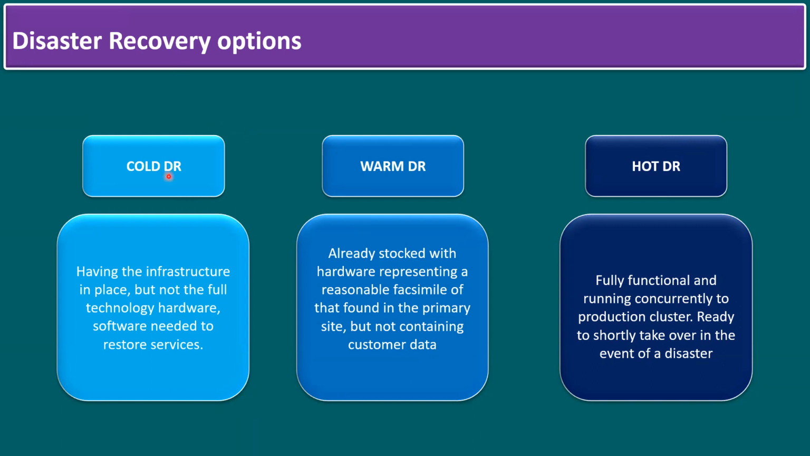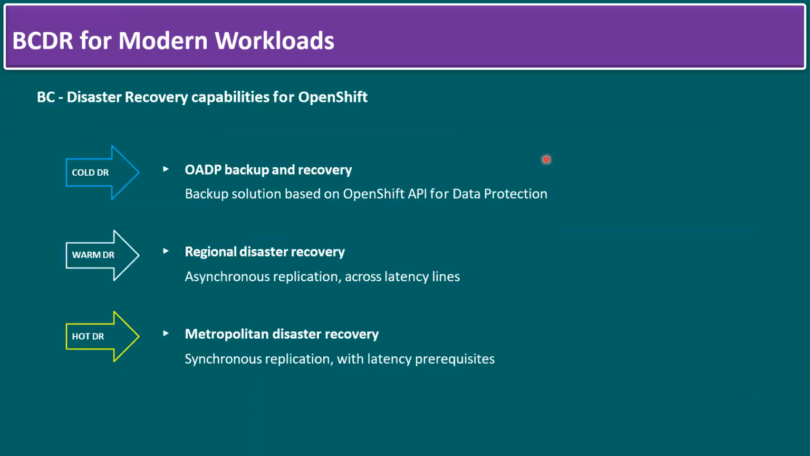They should follow cold DR or warm DR or hot DR. During the business continuity plan and disaster recovery plans, they will initiate the specific DRs accordingly. Okay. Now, BCDR, business continuity and disaster recovery for modern workloads. Suppose I take one example of disaster recovery, business continuity and disaster recovery capabilities for OpenShift.